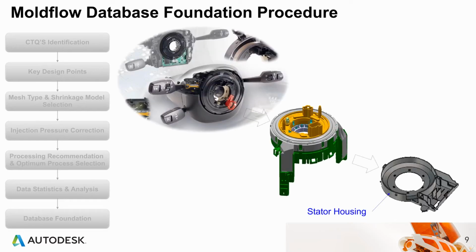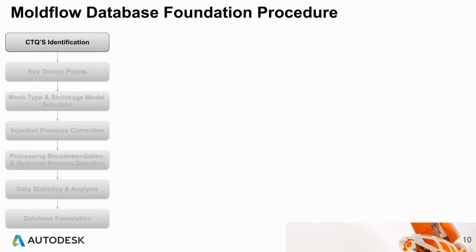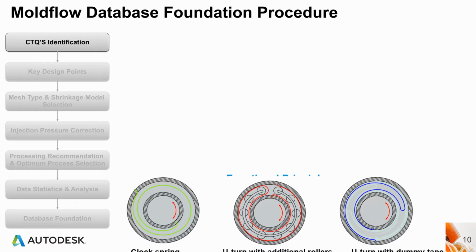This is a steering column module, and state housing is a bottleneck in development of SRC. So it's necessary to make a database for state housing. As we mentioned before, we should identify the CTQ. We got the information from our part designer.